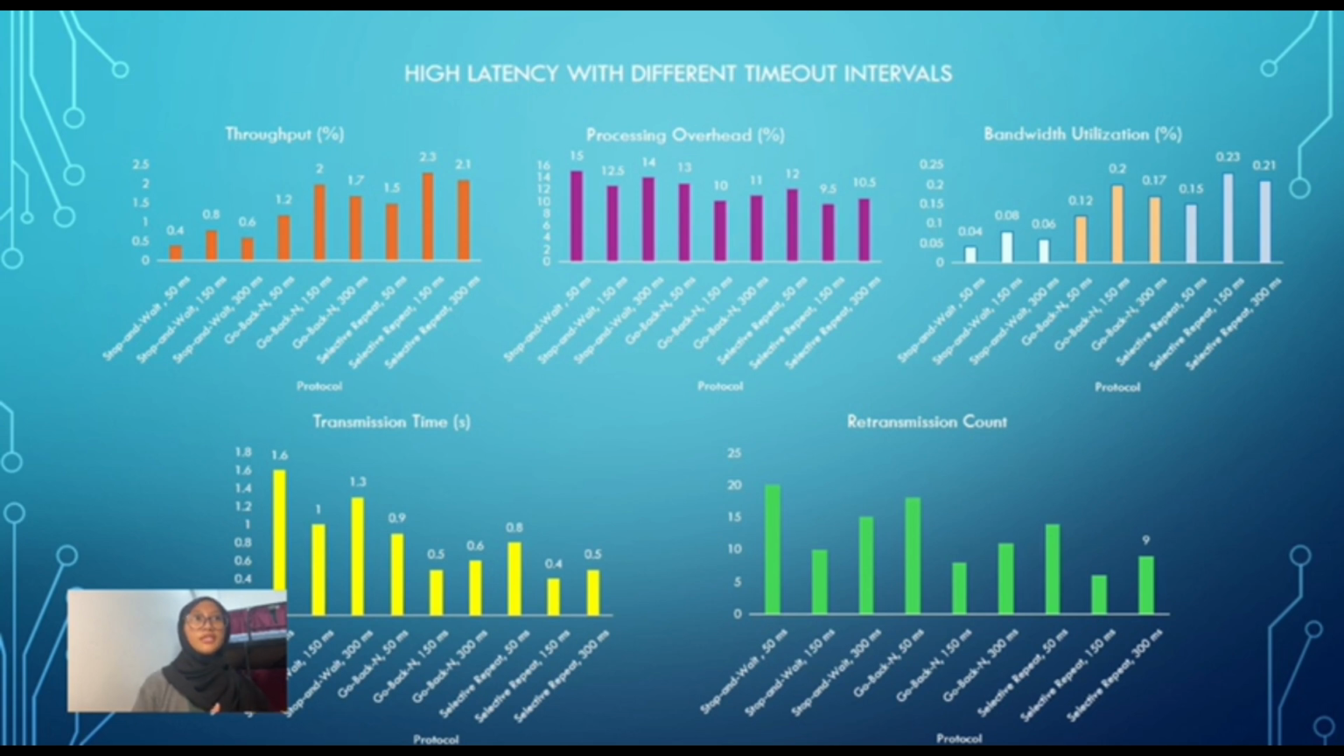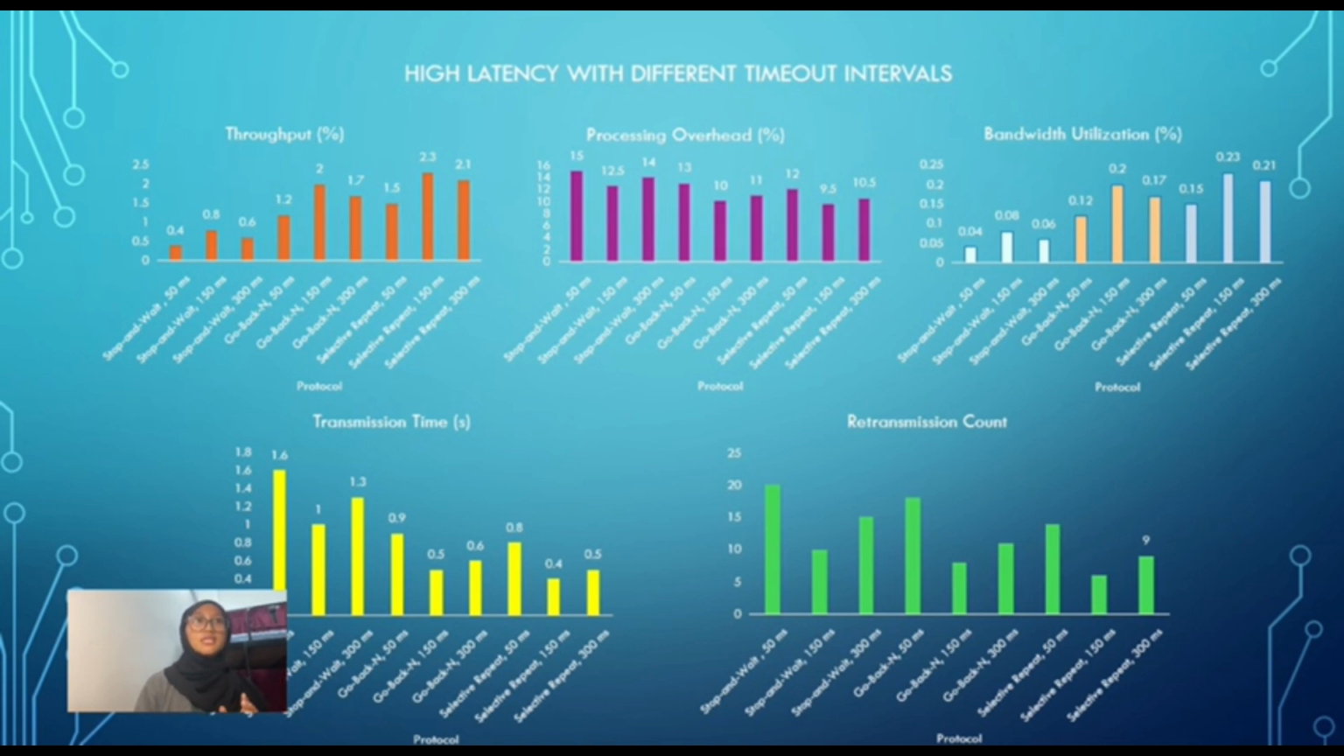For the bottom row, which covers time and reliability: transmission time is faster with selective repeat than the others, around 0.4 to 0.6 seconds. Stop and wait is the slowest, especially at 15 millisecond timeouts. And the retransmission count: stop and wait and go back N require more retransmissions, especially at shorter timeouts. Selective repeat reduces retransmission needs, particularly at 150 and 300 milliseconds.